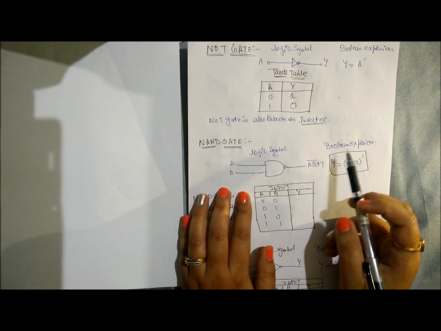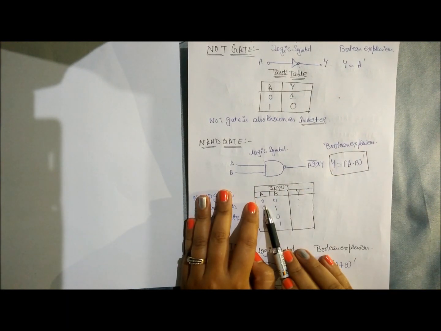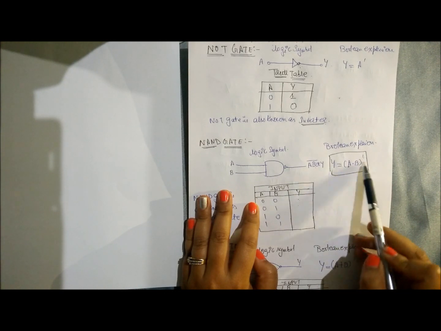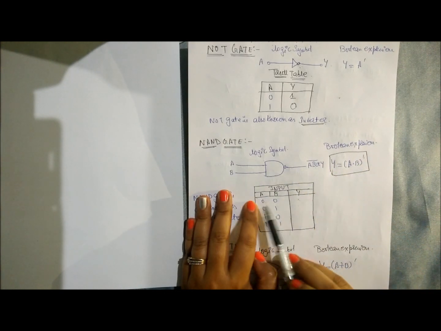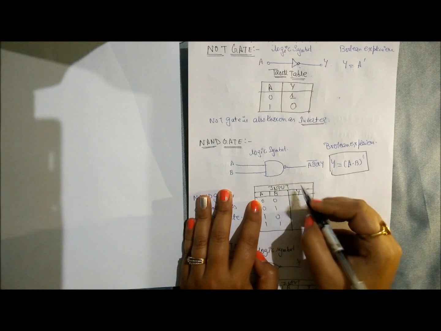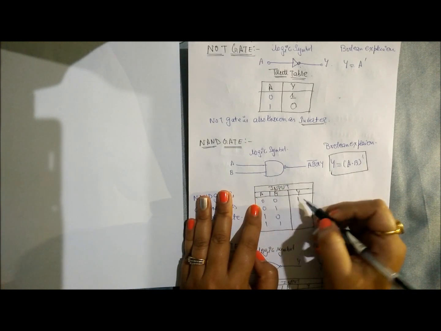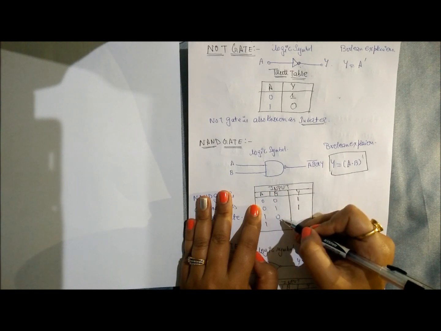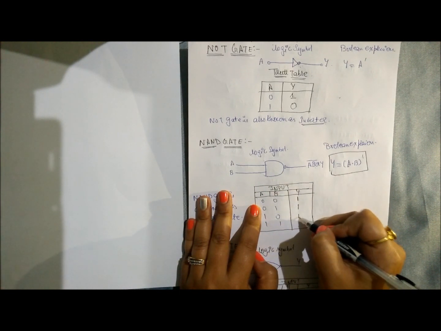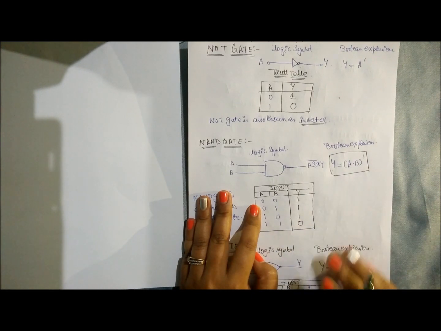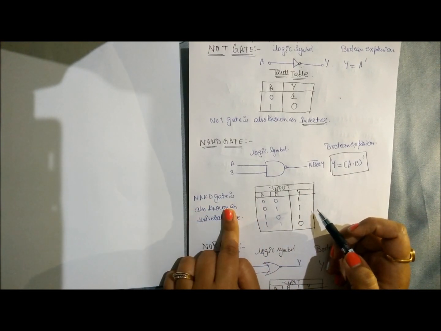And now NAND gate, bar means you have to invert it. 0.0 is 0 but your output will be 1. 0.1 is 0 but your output will be 1. 1.0 is 0 but your output will be 1. 1.1 is 1 but your output will be 0. NAND gate is also known as universal gate.